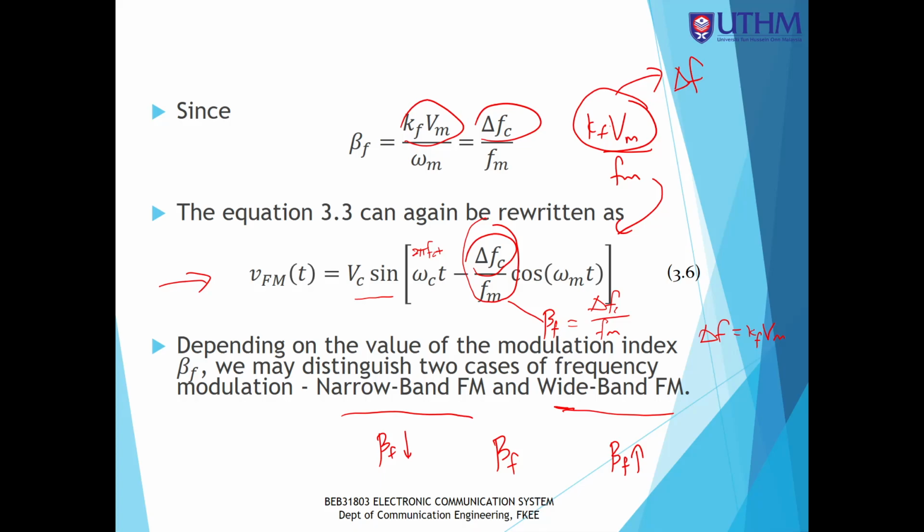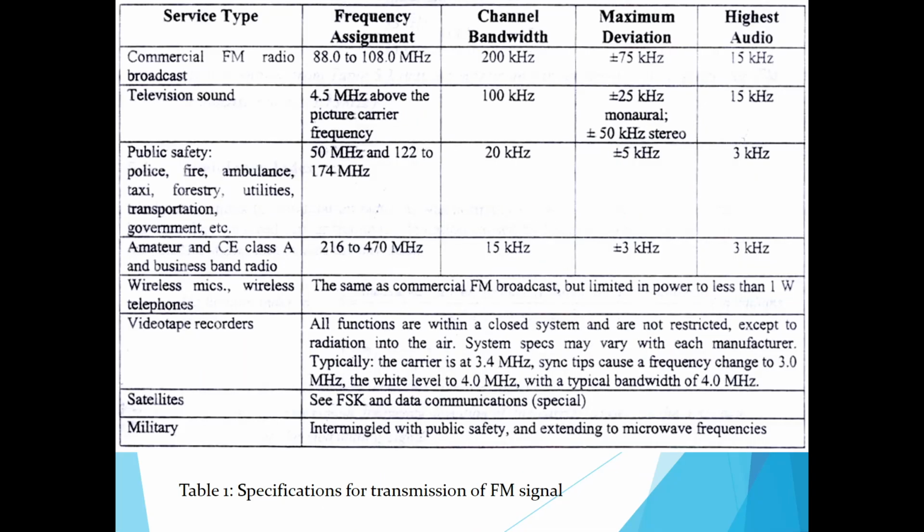So the bandwidth of the FM depends on the value of beta F. The higher the beta F, the higher the bandwidth. Lagi besar nilai beta F, lagi besar bandwidth untuk FM signal ini. We're going to see these two types of FM, narrowband and wideband FM, later. Kita akan lihat nanti. And this is table 1.